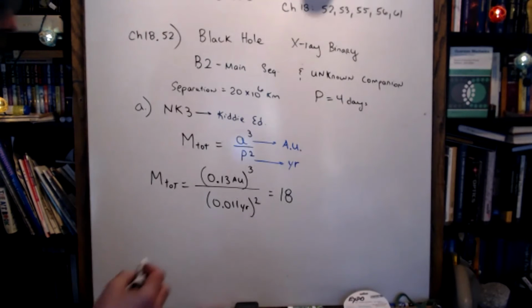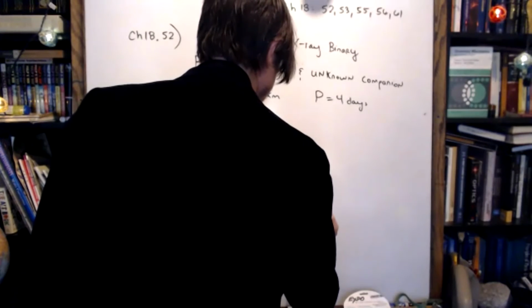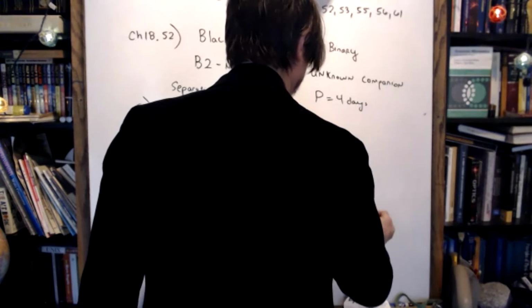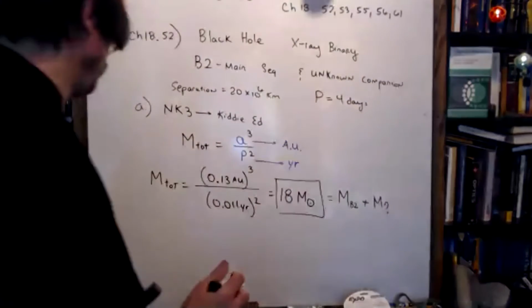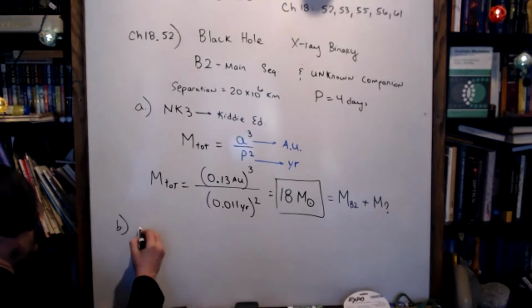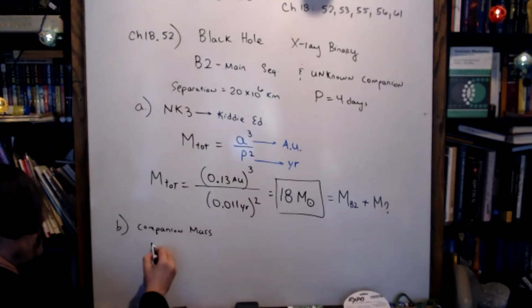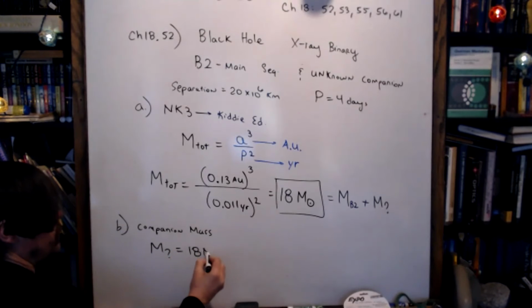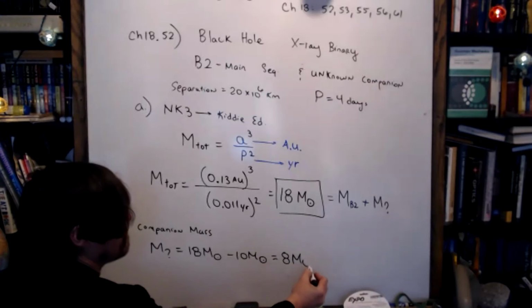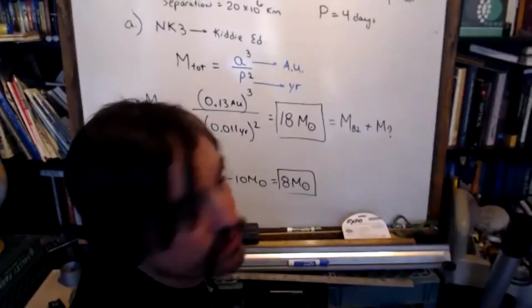Is it solar mass units? Excellent. It's certainly not kilograms if it's 2 stars, right? That's the total mass, and that equals the mass of the B2 star plus the mass of the unknown companion. So, class, what is the mass of the unseen companion? 8 solar mass units. Good. So what's the object then, Christopher? Black hole. Exactly. This is too massive a star to be either a white dwarf or a neutron star.